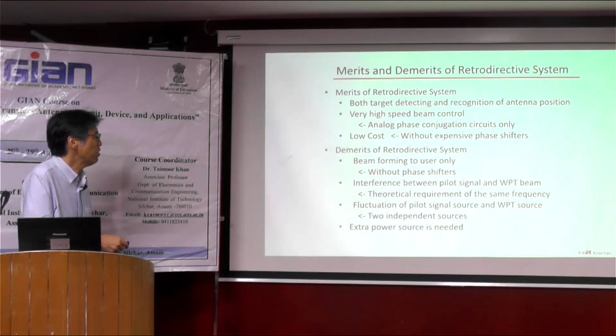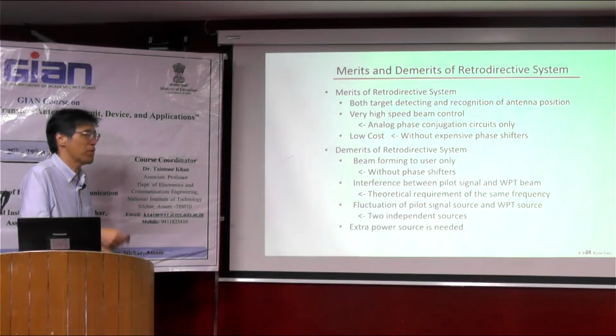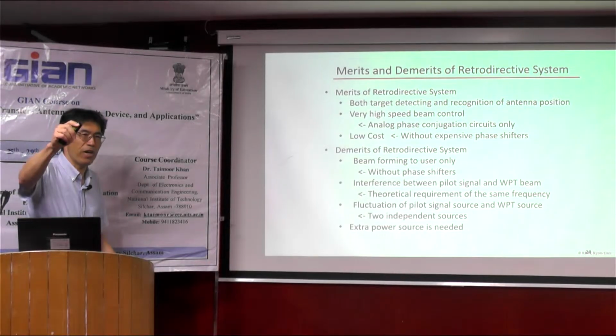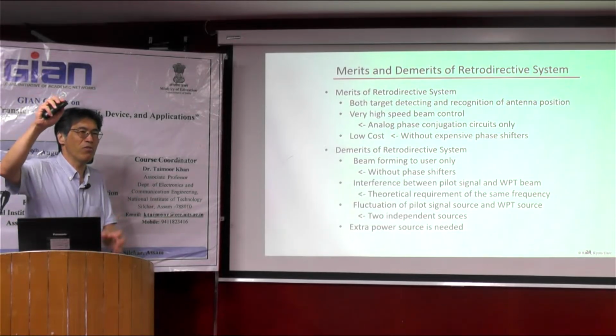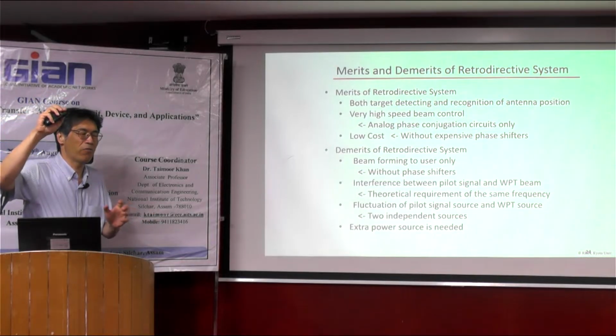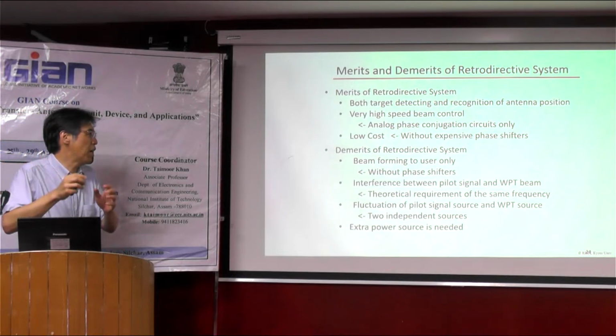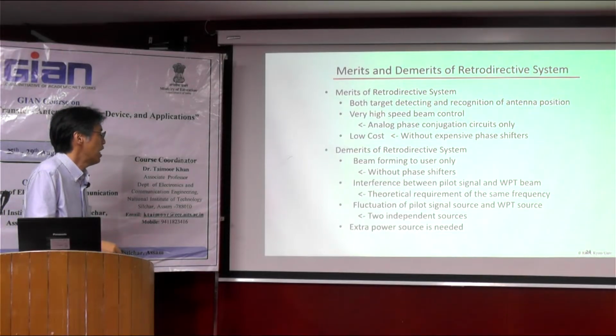And fluctuation of the pilot signal source and the WPT signal causes an error of the phase difference. This is a big problem because the source of the pilot signal is at the receiver and the source of the local signal is at the transmitter. So if these two signal sources fluctuate, this fluctuation creates the phase error. So this is the problem.